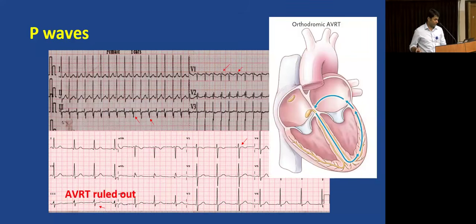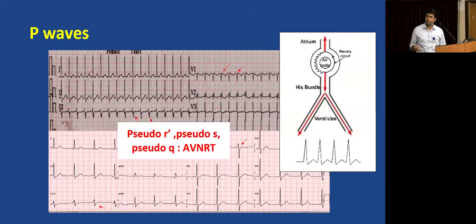So in fact, AVRT is ruled out because, as I discussed, this has to be sequential activation, whereas in AVNRT, A and V are activated in parallel. So A and V cannot be together. Okay. So these are the pseudo R prime or pseudo S waves. Sometimes you can see at the beginning of the QRS what gives an impression of a pseudo Q wave. Obviously, when you see the tachycardia alone, you may not get that impression, but if you compare it with the baseline, then you will get a better impression.